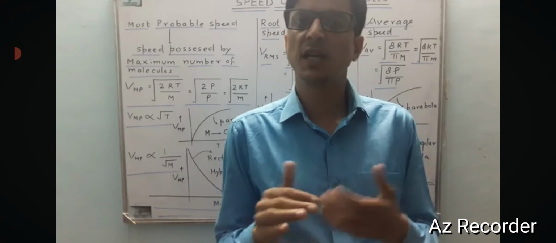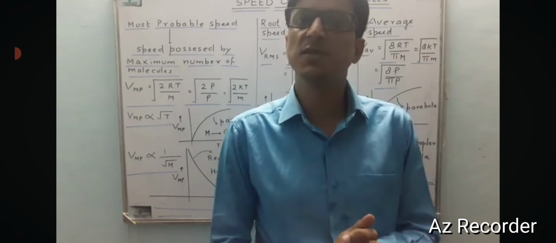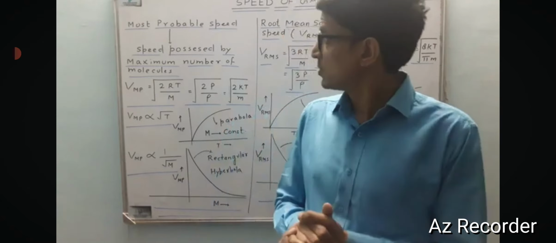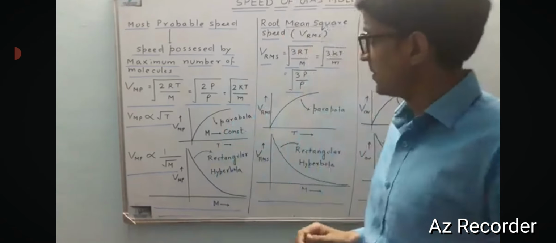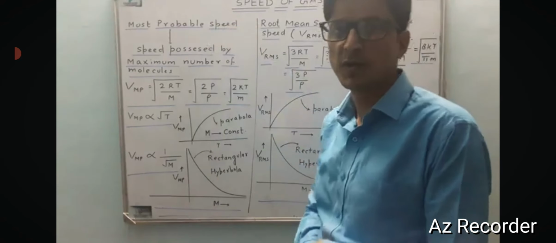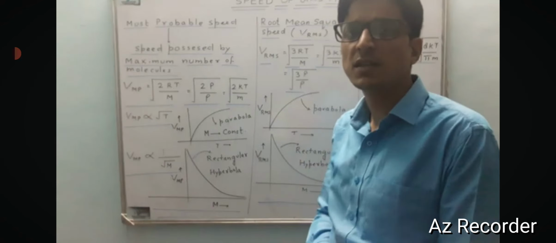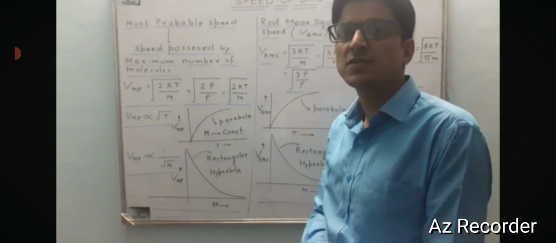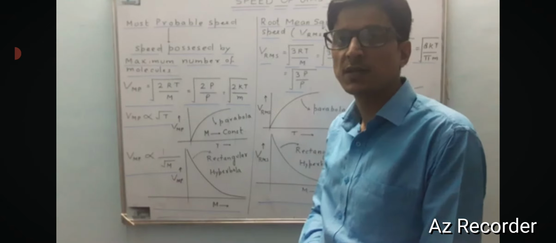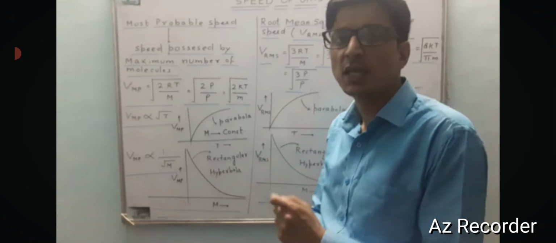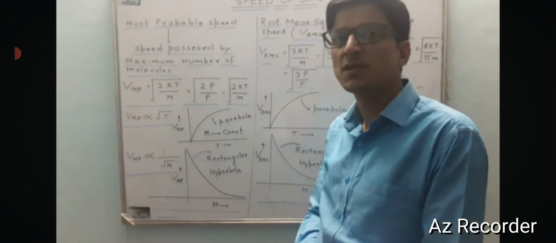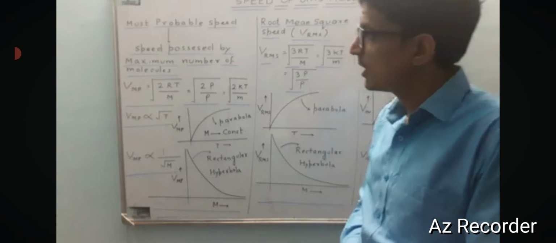molecules. He categorized the speeds as root mean square speed, average speed and most probable speed. So let's begin with the most probable speed. This is the speed possessed by maximum number of molecules. Suppose there are 100 molecules and out of which 60 molecules possess some speed. So the speed which is possessed by maximum number of molecules is the most probable speed.